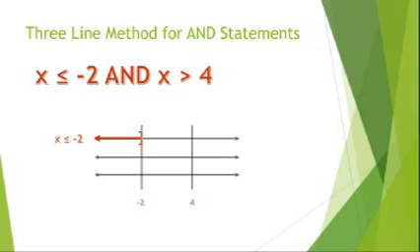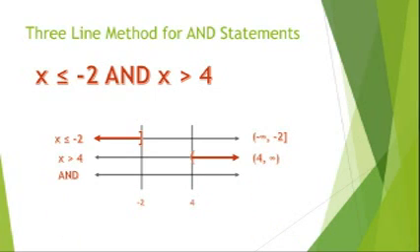This is going to be all the points in between -infinity and -2. In our second inequality, we have x greater than 4. Here we're going to use the parenthesis, since 4 is not included, and shade everything to the right. This is going to be all the points between 4 and infinity.